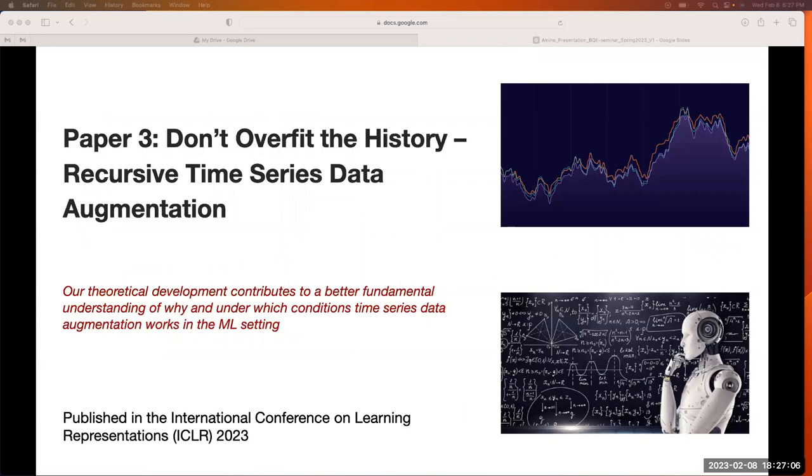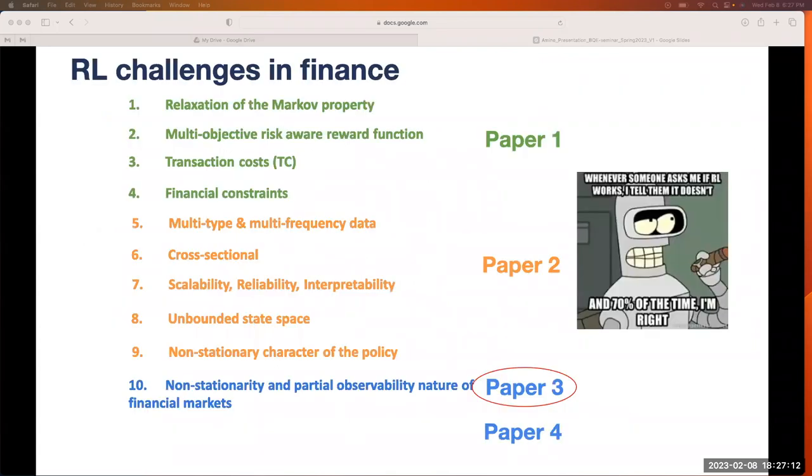Now we will talk about paper number three. In this paper, we addressed issue number 10, which deals with the partial observability and the non-stationary behavior of financial time series.